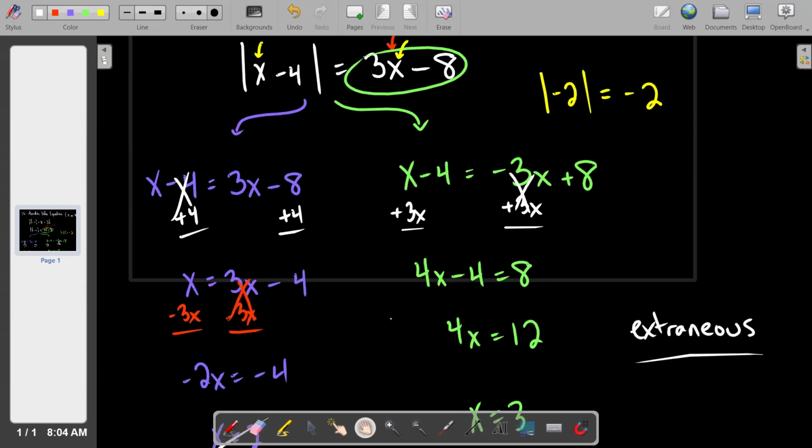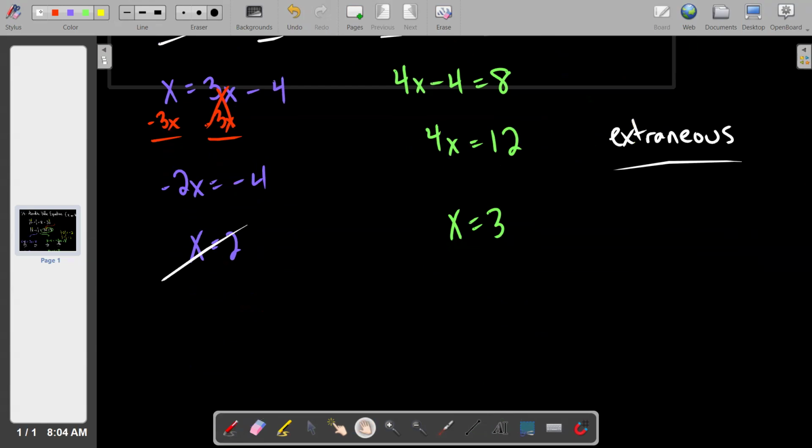And again, I'll stay on this one. I like this one because it's a little bit more cleaned up, ready to go. If I put 3 in on the left, I get the absolute value of 3 minus 4, which is -1. If you put 3 in over here, what's 3 times 3? 9 minus 8. Does the absolute value of -1 equal 1? Therefore, I keep this solution.